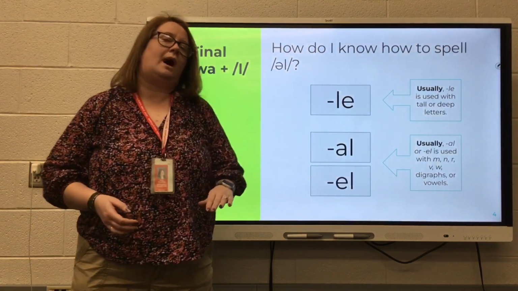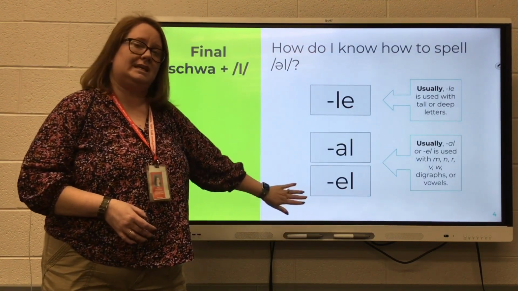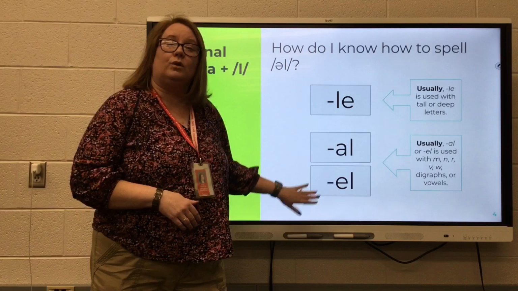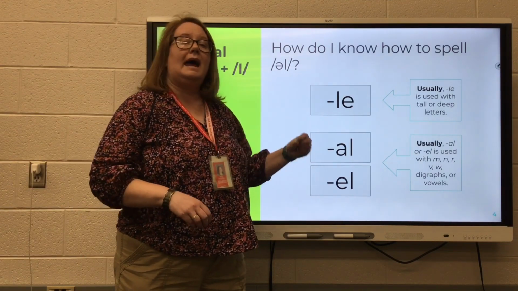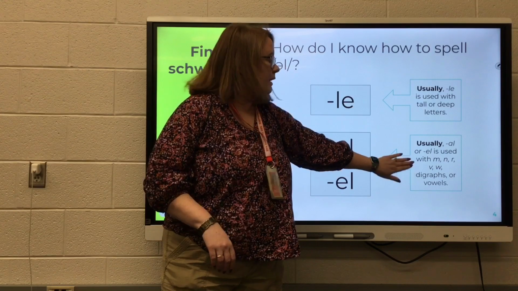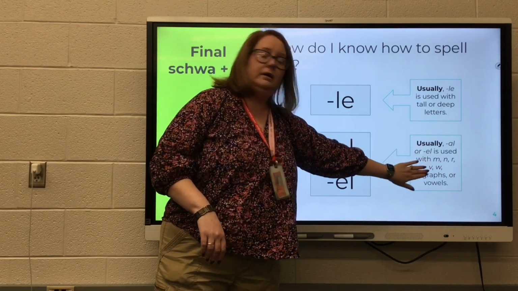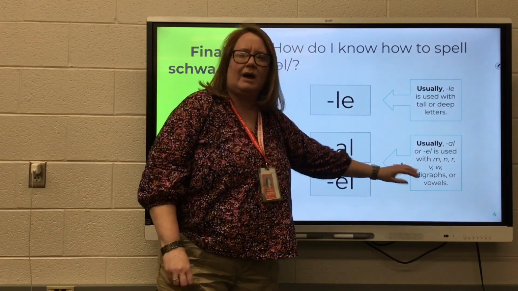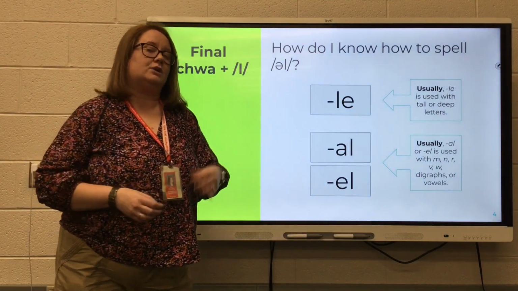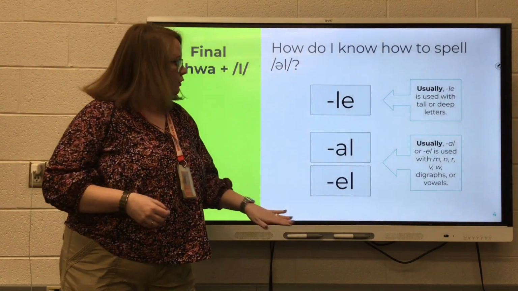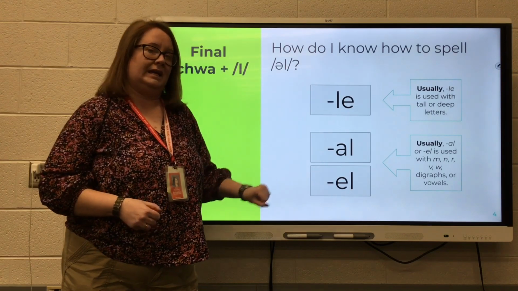Now our other 2 options then are the AL and the EL spelling. The AL or EL then usually comes when it is after a short letter, M, N, R, V, W, some of the digraphs like SH, or a vowel sound. If you have one of those letters in front of your ul, you're going to spell it with either AL or EL.